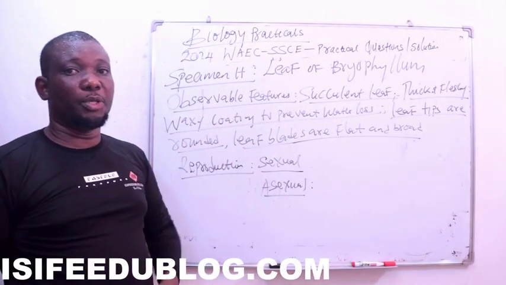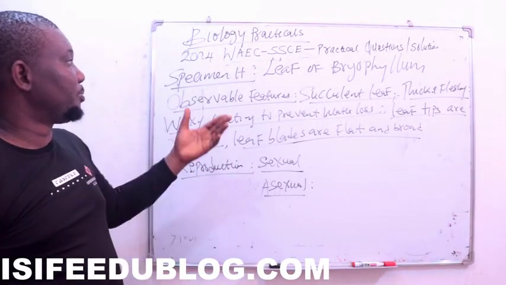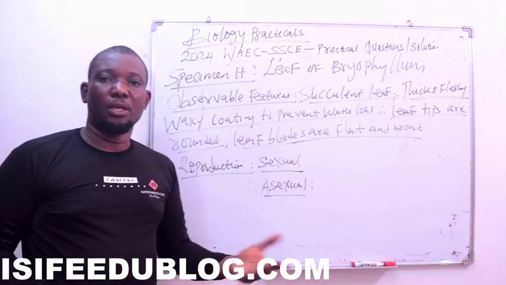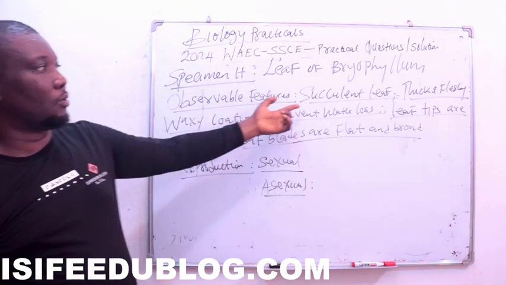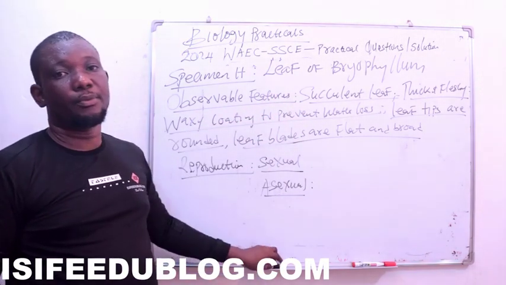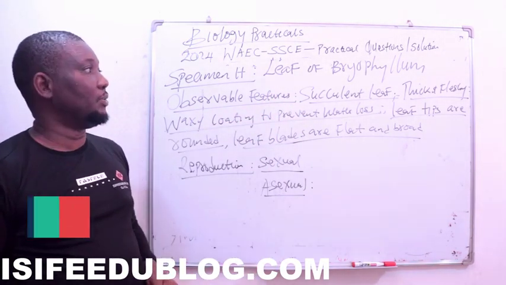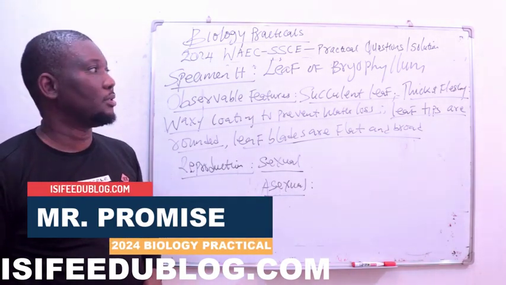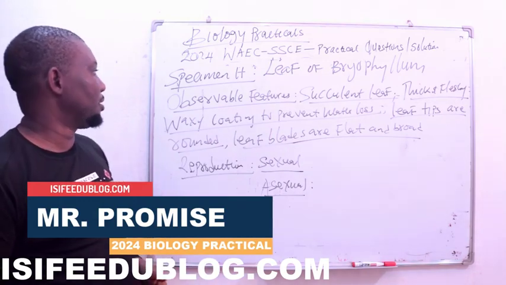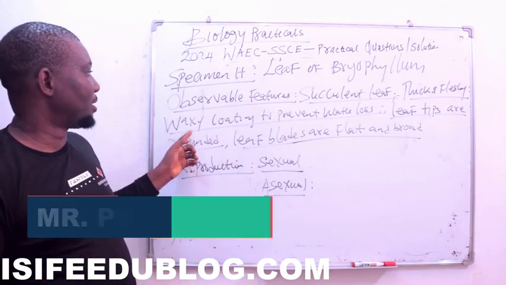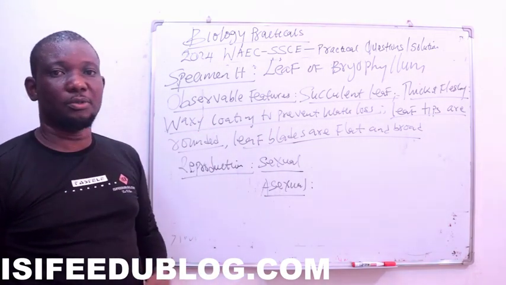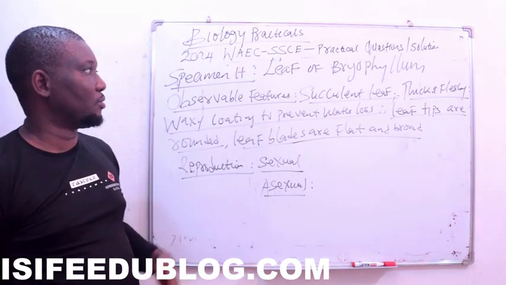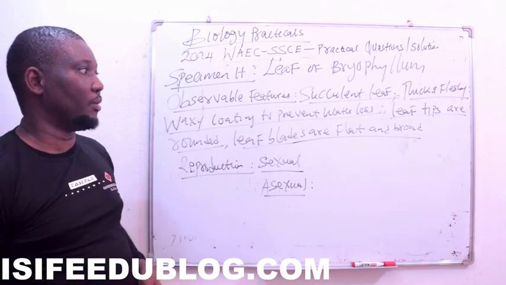Specimen H, leaf of a bryophyllum. The observable features of the bryophyllum leaf you can see on the screen. Succulent leaf. Succulent leaf is an adaptation for water conservation. Thick and fleshy. Waxy coating to prevent water loss via transpiration. The waxy coating prevents water loss, so the leaf can still live also in the dry environment.